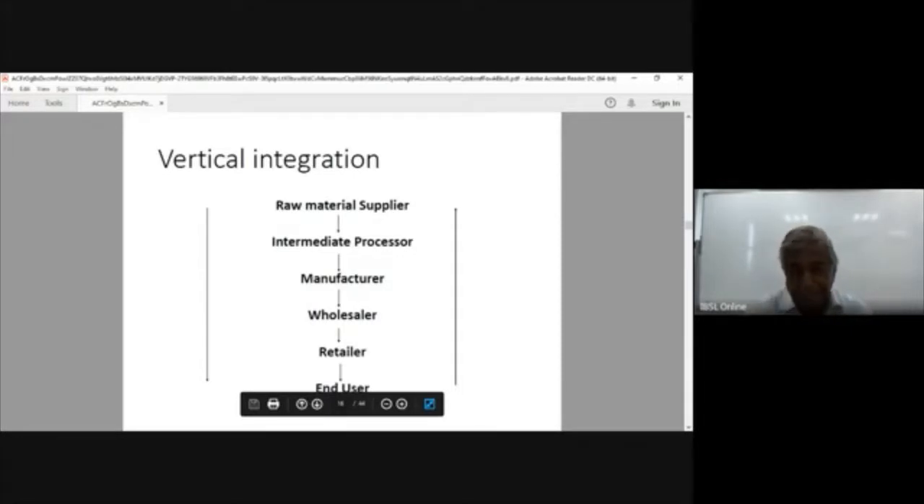Now in the supply chain, these are different levels. So we call it vertical integration. Since it is going backward, it is backward vertical integration. So what is vertical integration? A person in the supply chain, from one level going either backward or forward to the next level, is called vertical integration. So in this case, the manufacturer is going backward to the intermediate processor level. So this is backward integration.